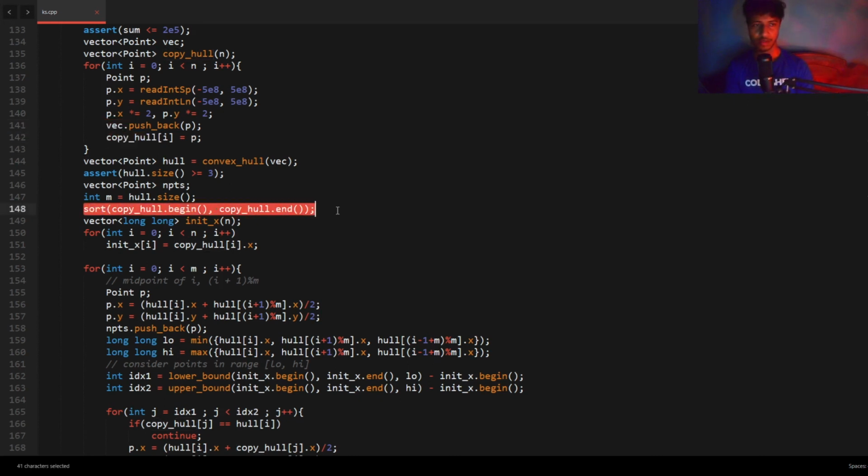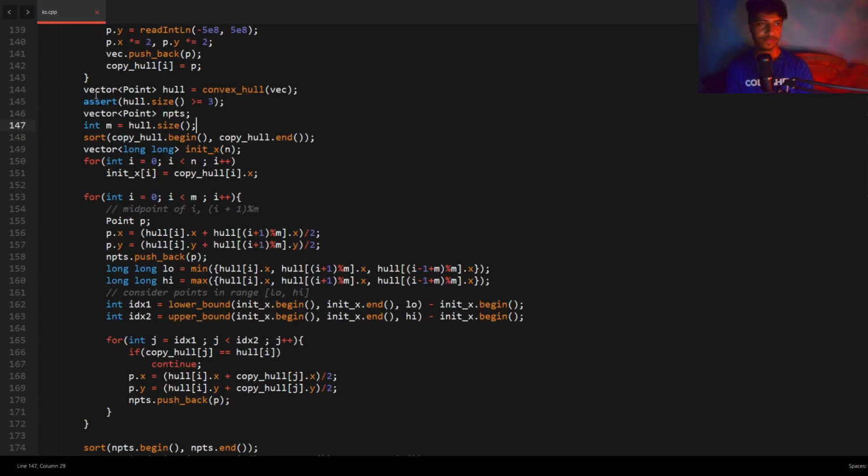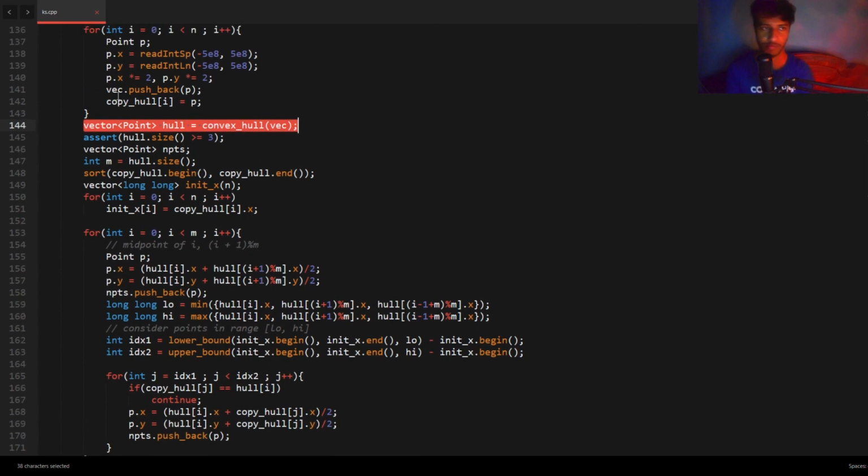So vec is the original vector of points P, copy hull will be the sorted points. Okay, so you sort the copy hull initially, and you find the hull. So hull will be equal to the convex hull of vec, right? So hull stores the convex hull of P. The vec is the original P, not P dash. And NPTS will be storing all the points in P dash that have the possibility of being the convex hull. Okay.